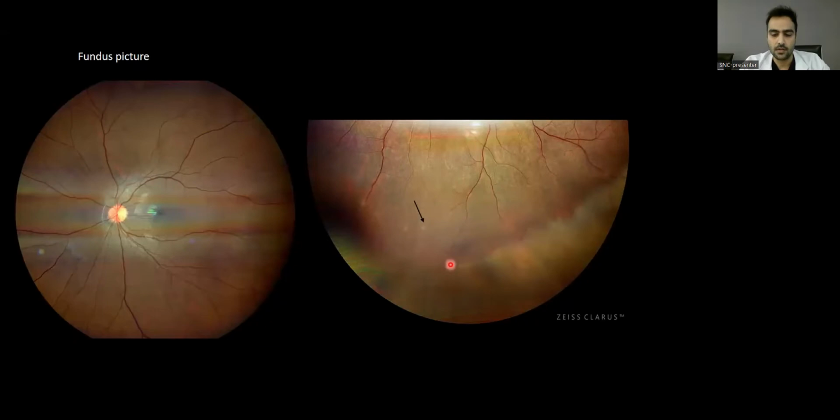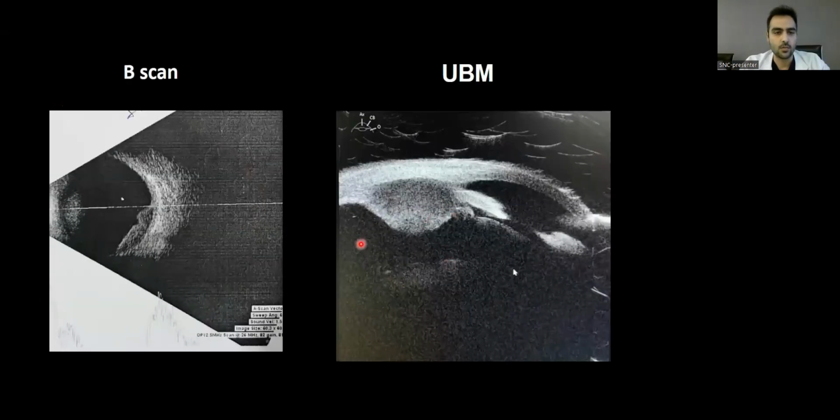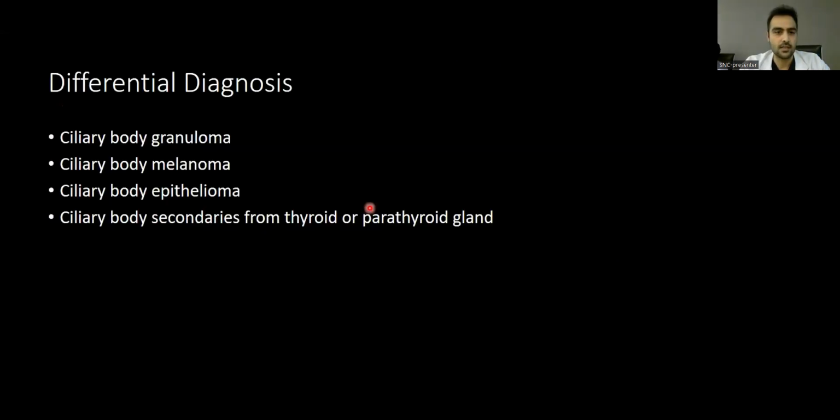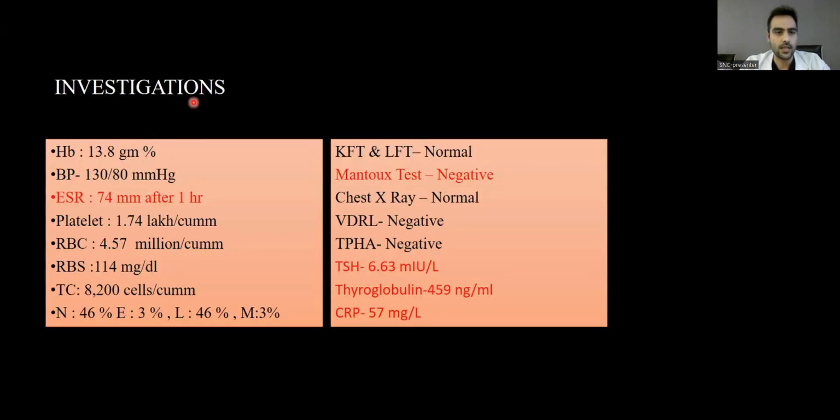And on the B scan, we saw a dome-shaped mass present in the transverse and anterior inferior quadrant. And on ultrasound biomicroscopy, there was a dome-shaped ciliary body mass at the inferior quadrant, and it was homogeneous. So we made a differential diagnosis of ciliary body granuloma, ciliary body melanoma, ciliary body epithelioma, and ciliary body secondaries from thyroid or parathyroid gland. And we went ahead with investigations.